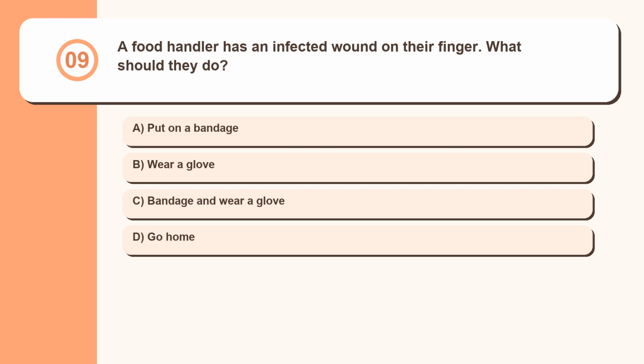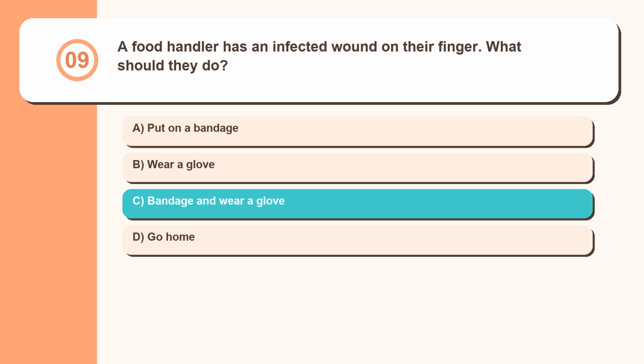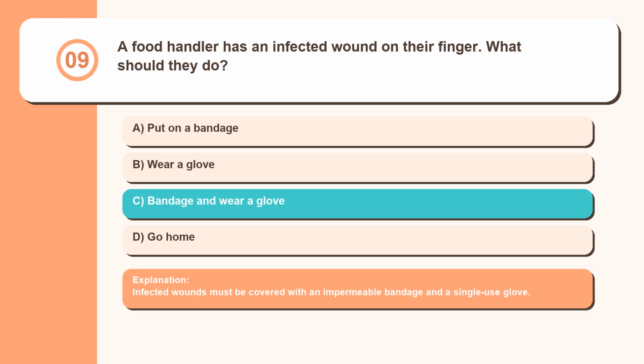Question 9. A food handler has an infected wound on their finger. What should they do? Put on a bandage. Wear a glove. Bandage and wear a glove. Go home. Infected wounds must be covered with an impermeable bandage and a single-use glove.